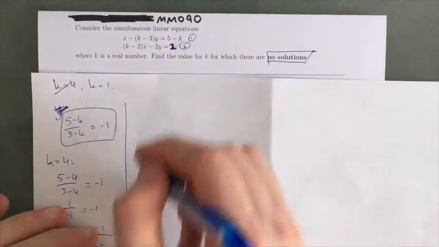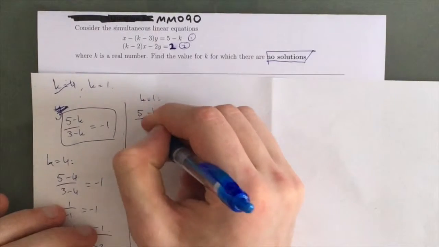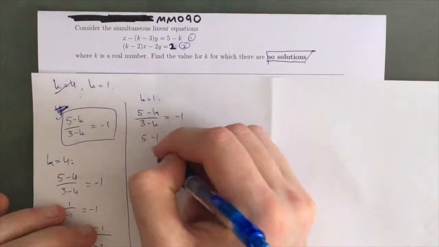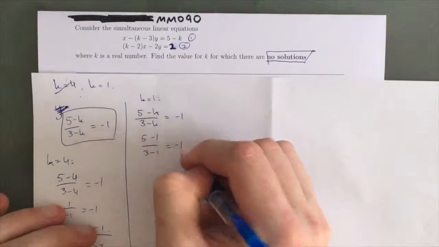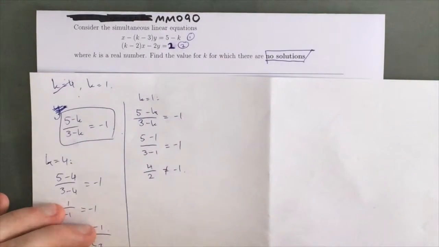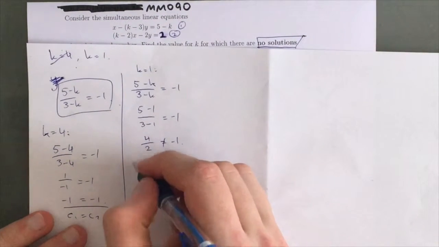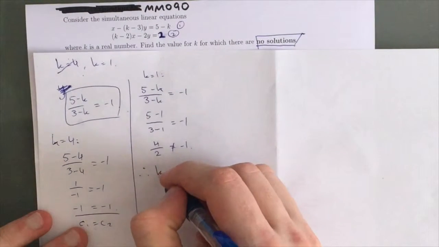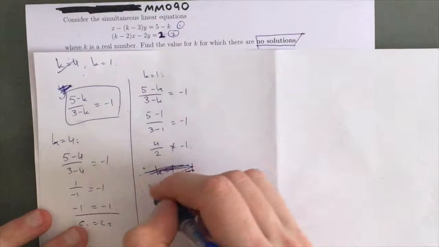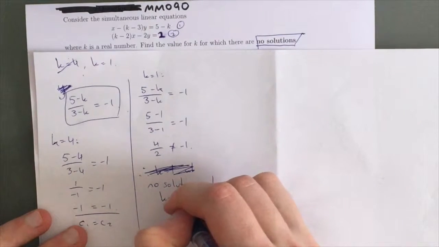What we do now is test again with k equals 1. (5 minus k) over (3 minus k) equals negative 1. And if we put in 1 here, we get (5 minus 1) over (3 minus 1), which is 4 over 2, which clearly does not equal negative 1. Therefore, I would actually say no solutions when k equals 1.